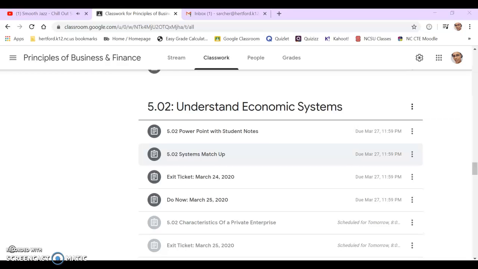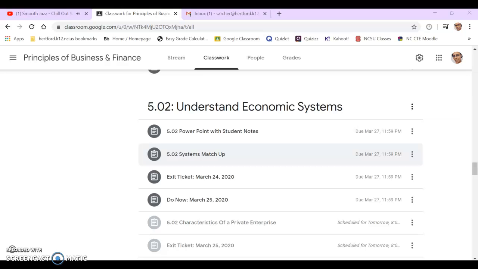So today we're starting on Unit 502, which is Understanding the Economic System. We've talked about the basic principles of what economics is. We've looked at what supply and demand is. We've looked at how price is affected by supply and demand. So now we're looking at the actual types of economic systems that are within our area.